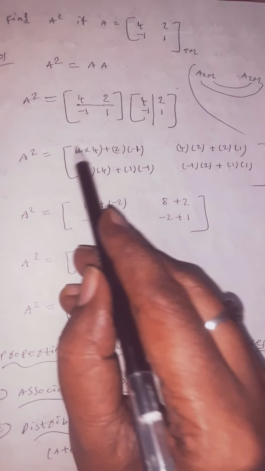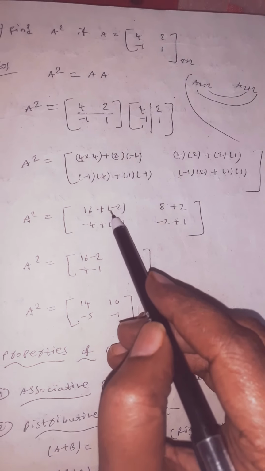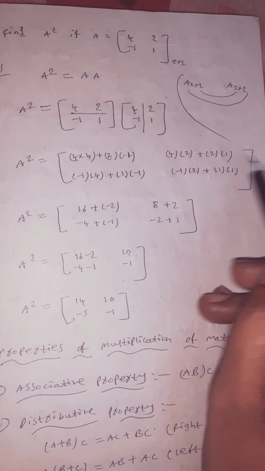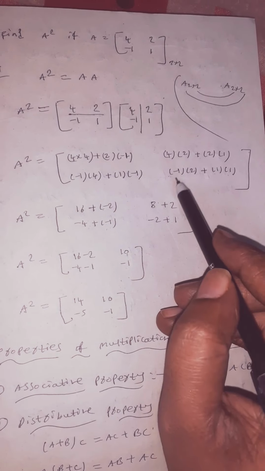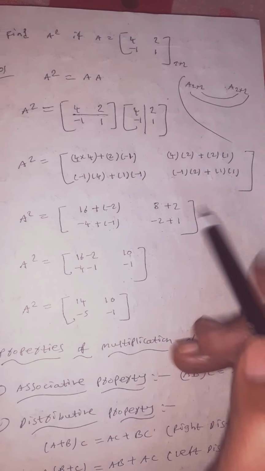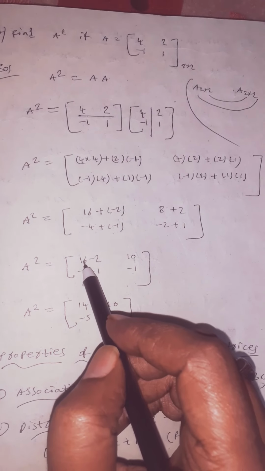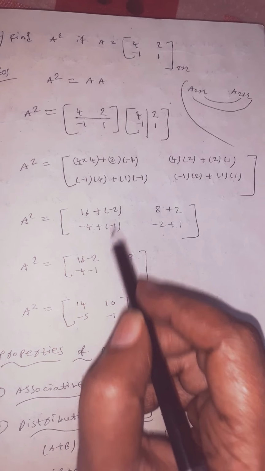That only I wrote. 4 4s are 16. 2 into minus 1 is minus 2. 4 2s are 8. 2 1s are 2. Minus 1 into 4 is minus 4. 1 into minus 1 is minus 1. Minus 1 into 2 is minus 2 plus 1. So here I wrote 16 as it is. Plus into minus is minus 2.